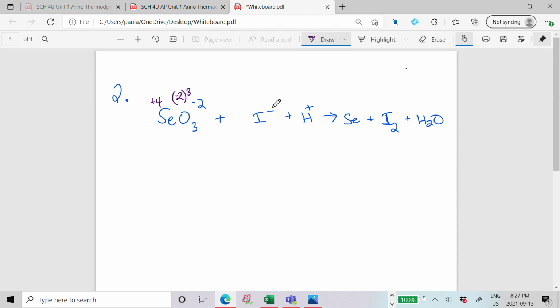Iodine already is negative. It's provided here, -1. Hydrogen is an ion here, +1. Selenium, it's an element on its own, so neutral. Iodine, diatomic element, neutral. They're not in a compound, so that's how I know that they're elements, and elements are neutral. If they're in a compound such as this one, that's when they would have something other than 0 potentially.